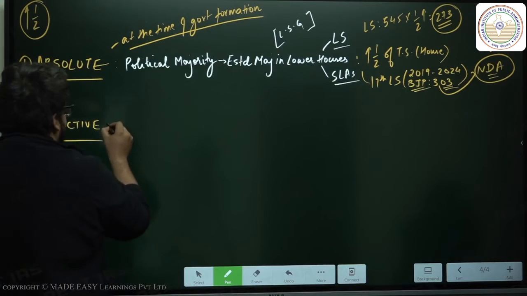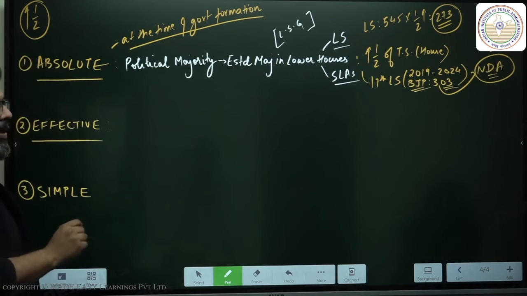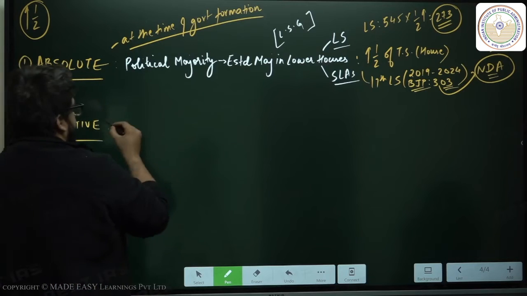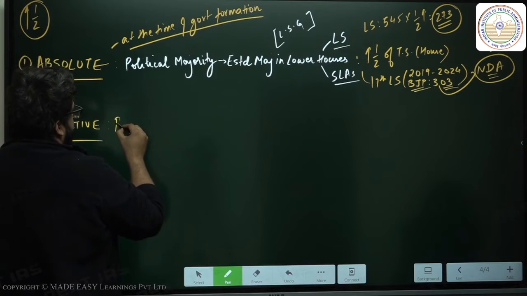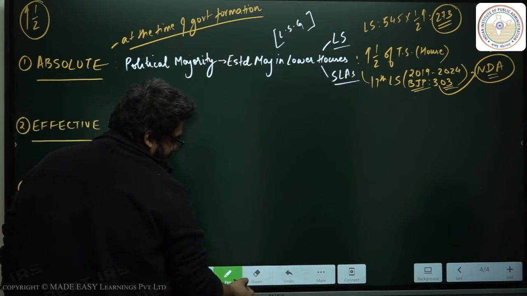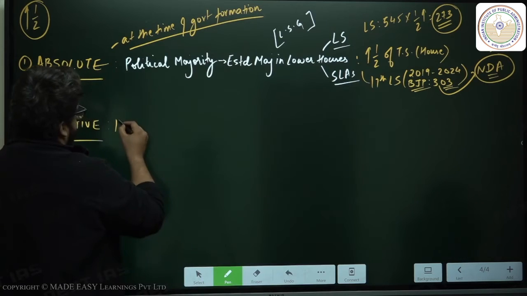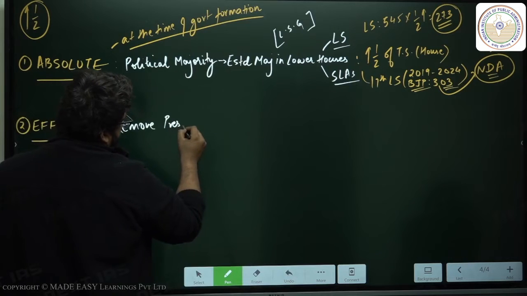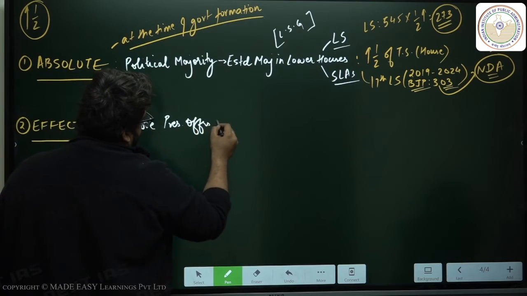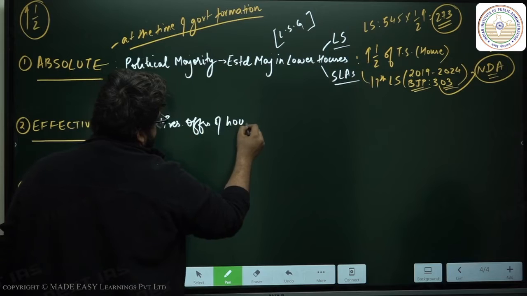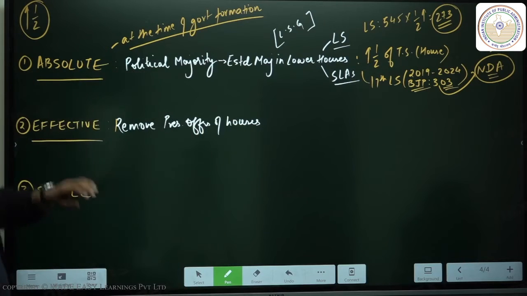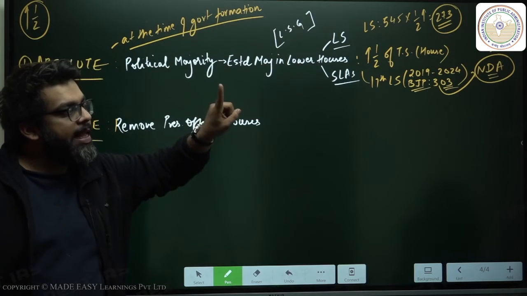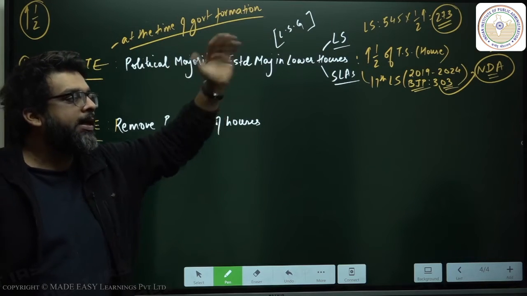So effective majority only and only has one simple rule. Firstly, it is only and only used to remove presiding officers of the houses. अब सारे हाउसेस के प्रिसाइडिंग ऑफिसर्स एक तरफ, सिर्फ एक हाउस का एक प्रिसाइडिंग ऑफिसर एक तरफ.